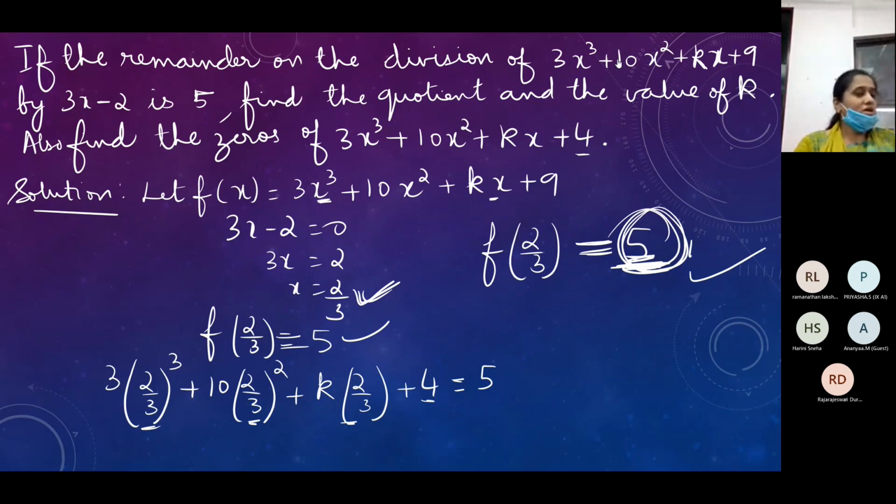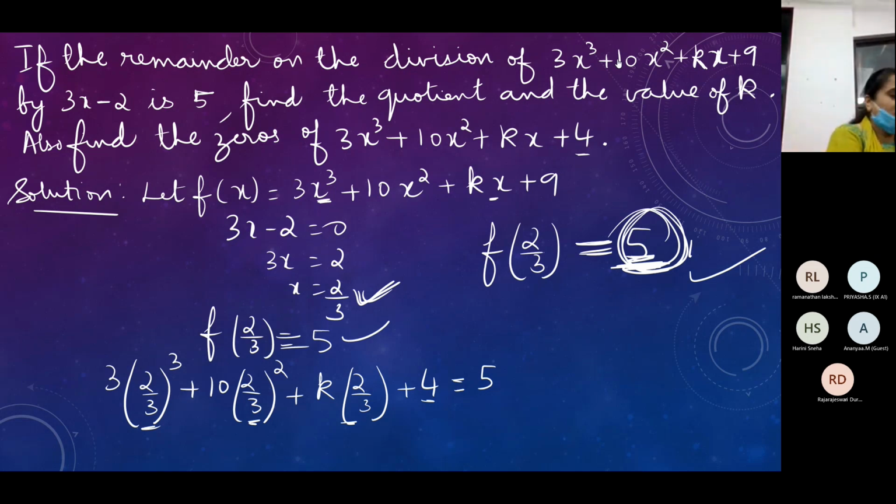The remainder is 5, so f of 2 by 3 is equal to 5. If it's a factor, you should say it is equal to 0. If the divisor is a factor, then the remainder will be 0, right? So then you must say f of 2 by 3 is equal to 0. Are you stuck somewhere? Yes, tell me.